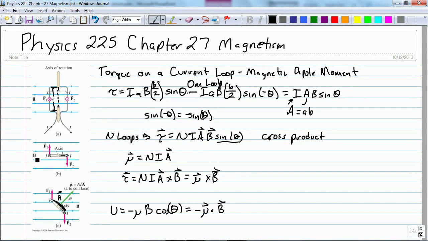Now realize that once this loop gets to be so that the area vector and the magnetic field vectors are parallel to each other, then the forces are going to cancel each other out. So eventually it's just going to go completely perpendicular to the magnetic field. That would be the area vector parallel to the magnetic field. Once that happens, then the loop won't move anymore, and the forces will cancel each other out.